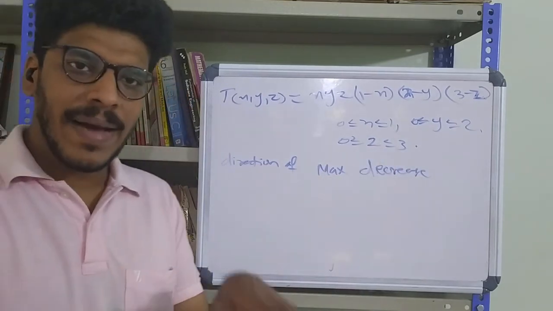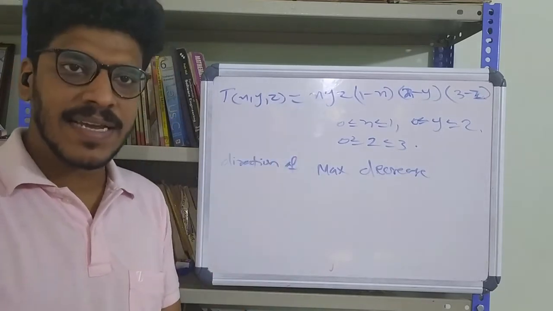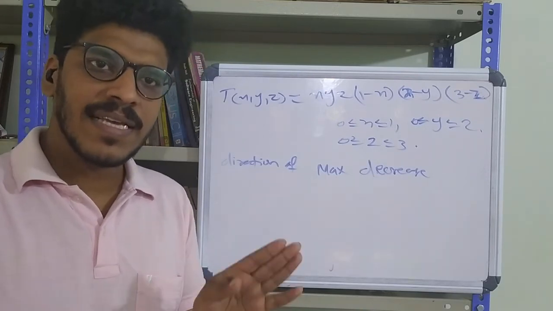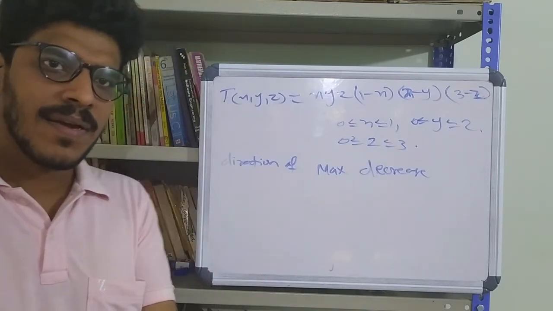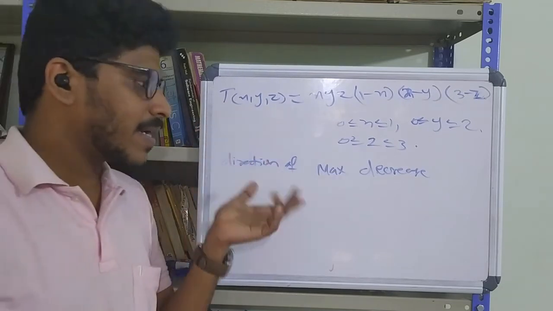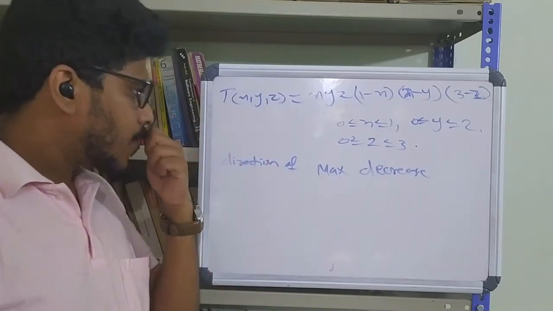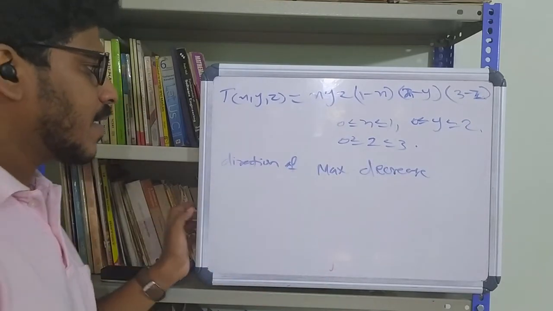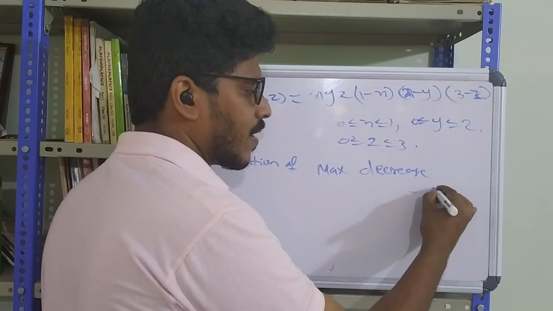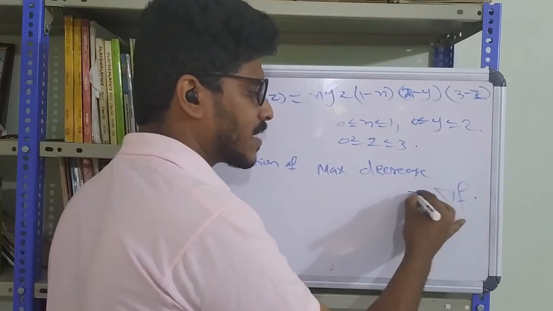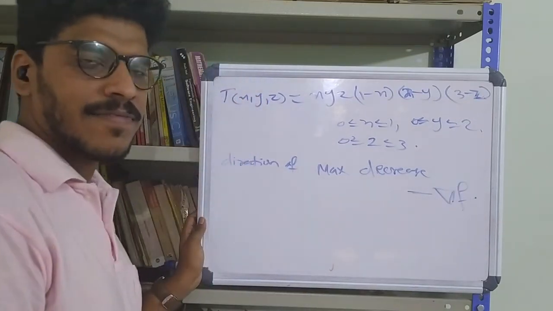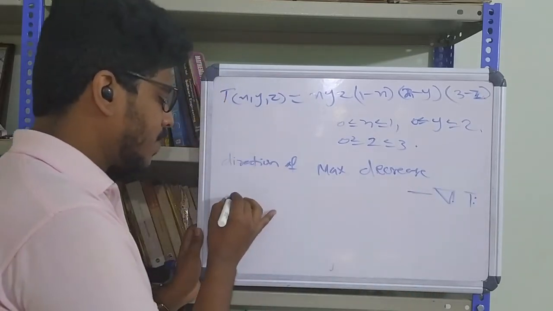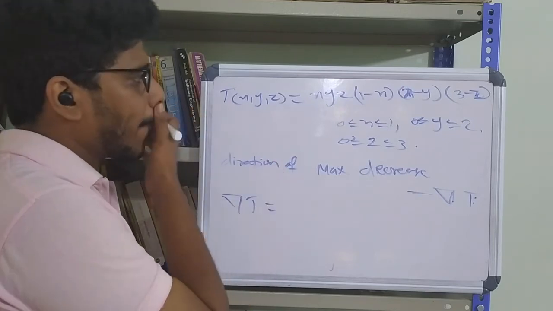The direction of maximum decrease. See, that is the safest direction. The direction of maximum decrease or minimum increase is the safest direction to move, or else the ant may get burnt. So you know how to find the direction of maximum decrease: it is given by the negative of grad f. So we have T here, and now we can simply find grad T.